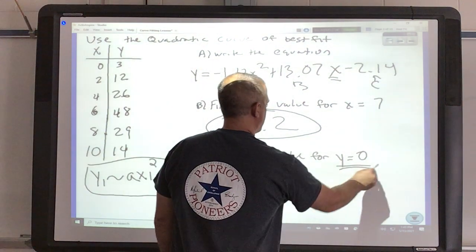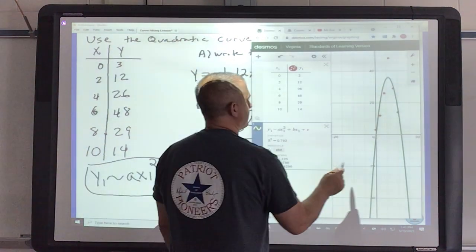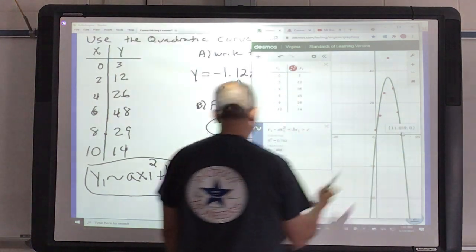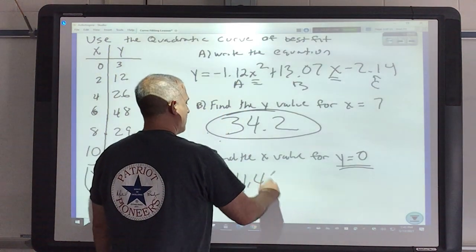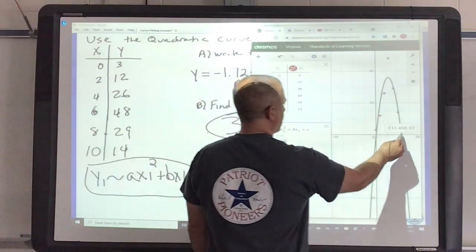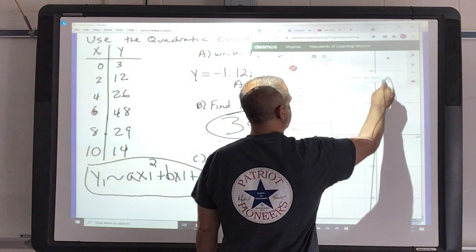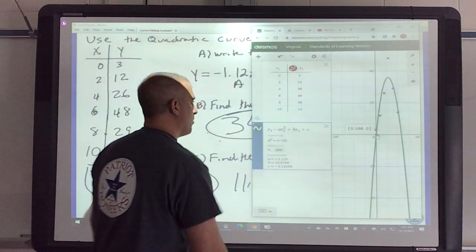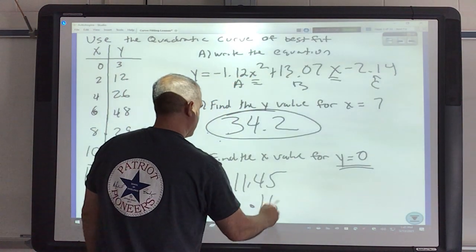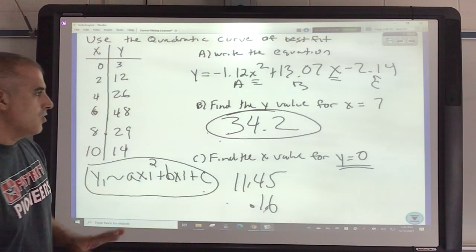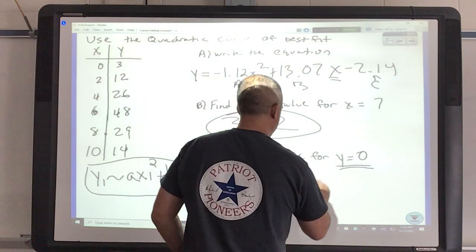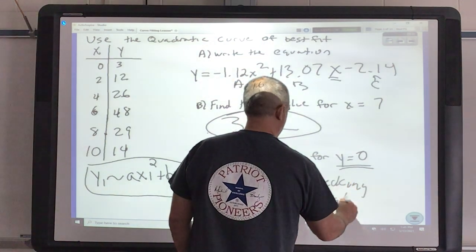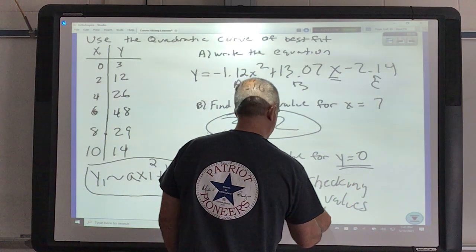Okay, find the x value when y is 0. So what I'm going to look for is where y is 0. I'm going to drag this and get down to where y is 0. I got 11.45. Now, what you have to check for is if there's another value where y is 0. All right, y is also 0 at 0.16. So when you're checking, check for both.